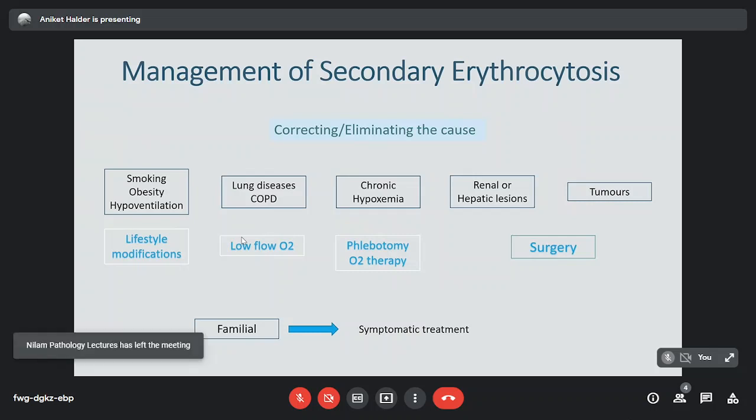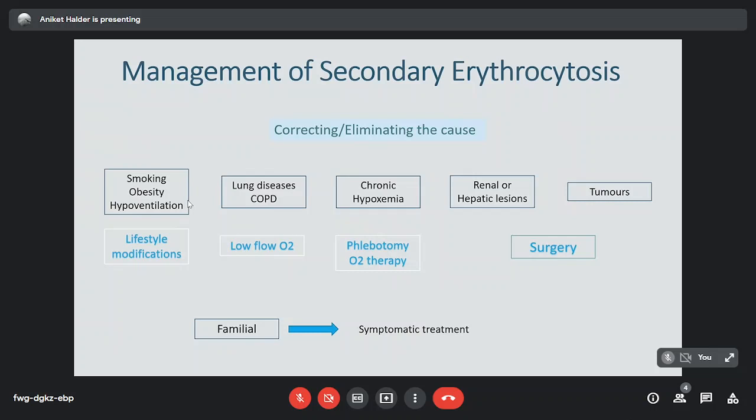Patients with chronic hypoxemia with persistently raised RBC mass with increased hematocrit may also be subjected to phlebotomy, but this depends on the extent of the increased hematocrit and the complications or the manifestations of the patients. Patients who are chronic smokers or who have obesity or hypoventilation or apnea syndrome should be given lifestyle modifications. The patients with renal or hepatic lesions should undergo corrective surgeries.